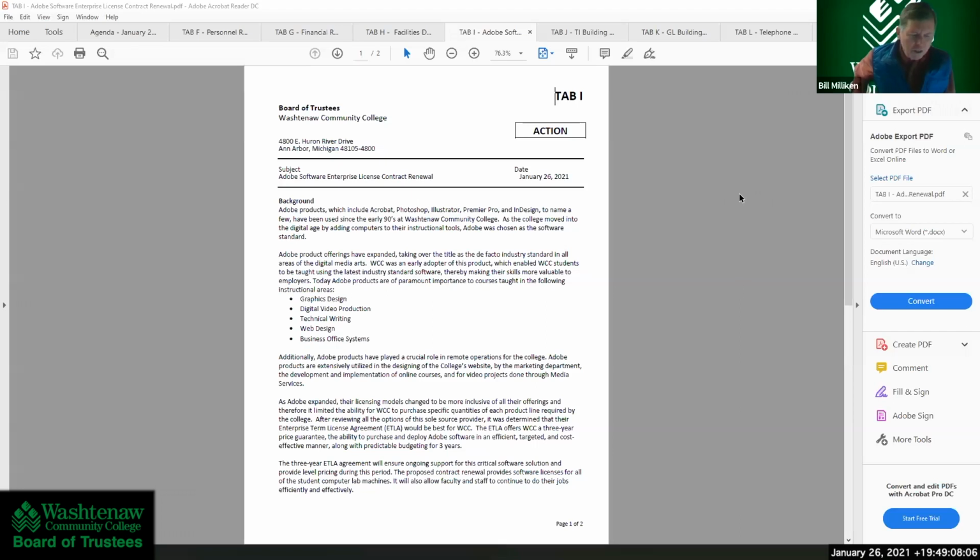We now move into old business as written on the agenda. Adobe Software Enterprise License Contract Renewal. The recommendation is that the Board of Trustees approve a contract with CDW for the purchase of a 3-year Adobe Enterprise Term License Agreement in an amount not to exceed $219,658.80. Do I hear a motion? So moved. Second. I have a motion and I have support. Is there any discussion?